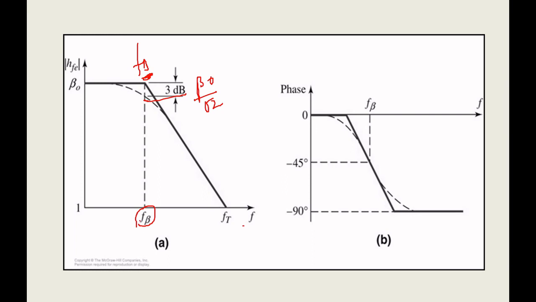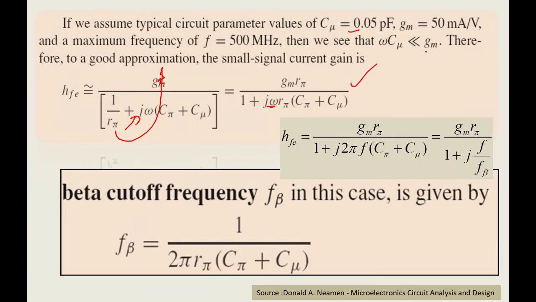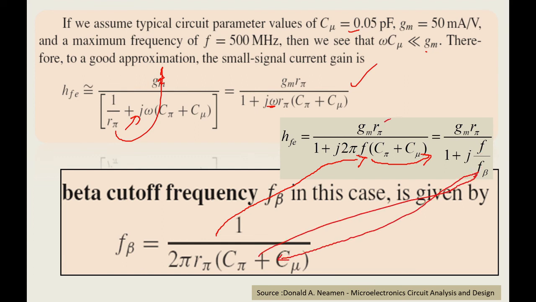So I am going to assume f beta as 1 divided by 2 pi r pi into (c pi plus c mu). If you substitute here, this equation will be equivalent to this part. See, gm r pi divided by 1 plus j f by f beta. What is f beta? This is f beta. If you substitute here, both the equations are the same.